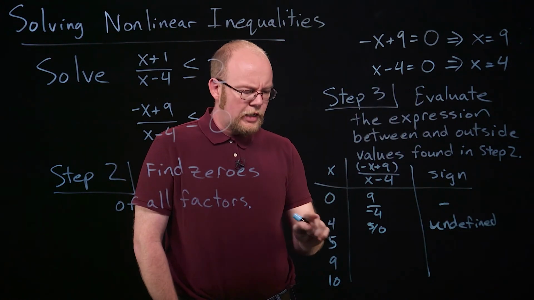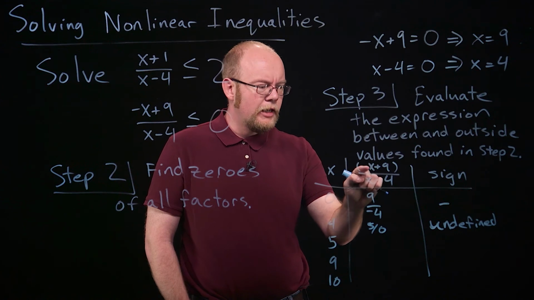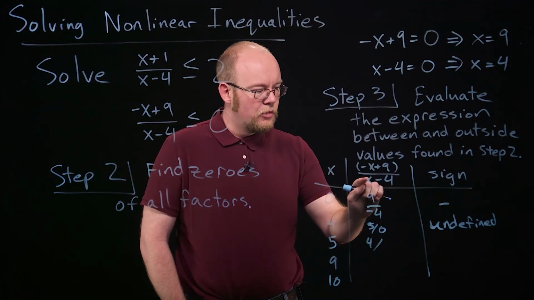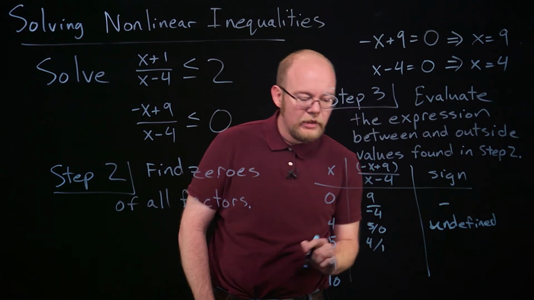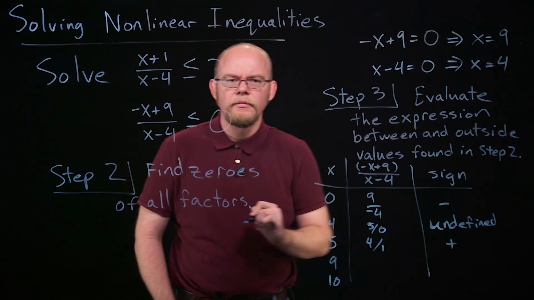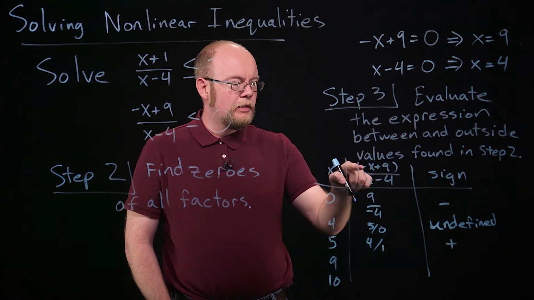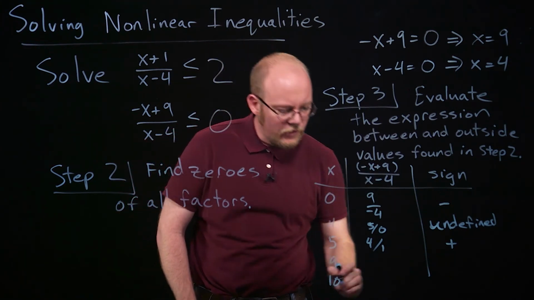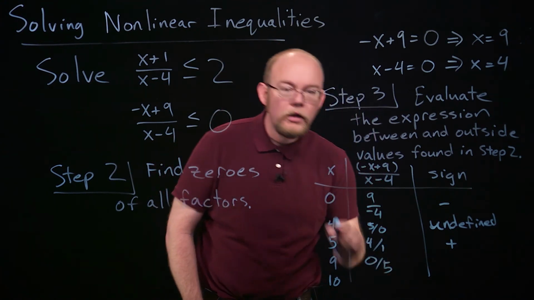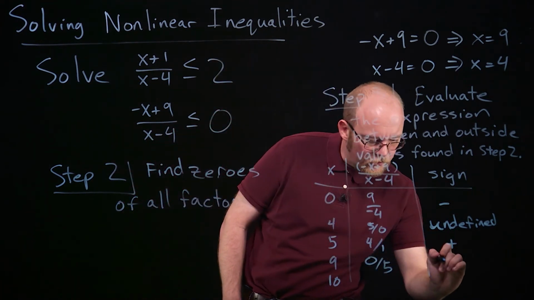Okay? At x equal to 5, I get negative 5 plus 9. That's going to give me a 4. And down below, I have 5 minus 4. That's 1. So that's 4 divided by 1. That's going to be positive. At 9, I'll notice I'll have negative 9 plus 9. That'll give me 0 divided by 5. 0 divided by 5 is just 0.